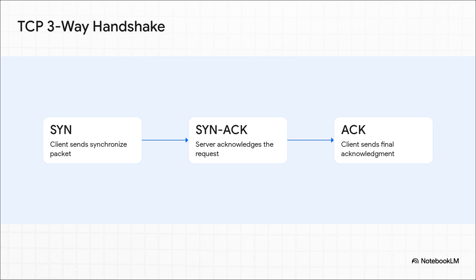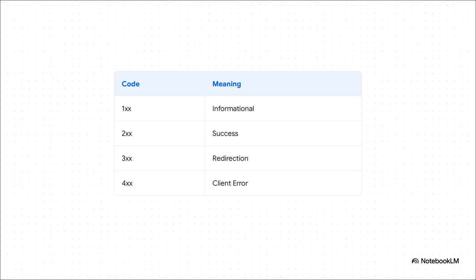Here's how it works. Step 1, the client sends a SYN or synchronized packet. Step 2, the server replies with a SYN-ACK, basically acknowledging that request. And step 3, the client sends a final ACK, or acknowledgement. Only after this 1, 2, 3 handshake is fully complete does the actual web data start flowing. Once that data is flowing, the server talks back to the client using HTTP status codes.